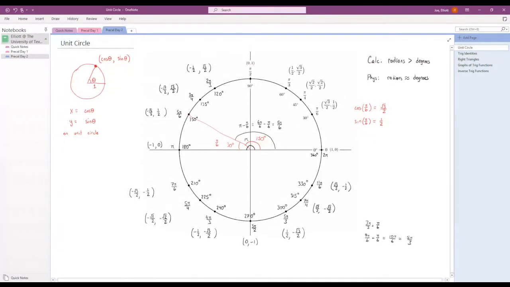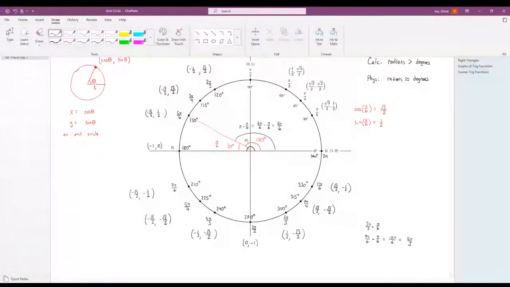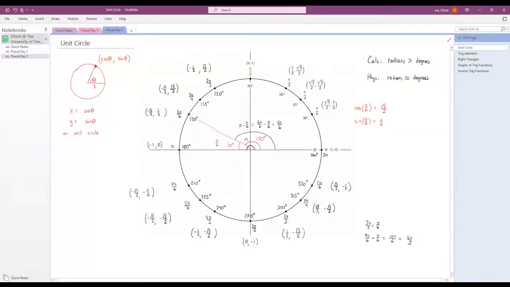All right, and then again, just want to emphasize what's the point of the unit circle? The point is that it gives us cosine and sine by looking at the x and the y coordinates. Okay. So a couple of things that we can get from that.